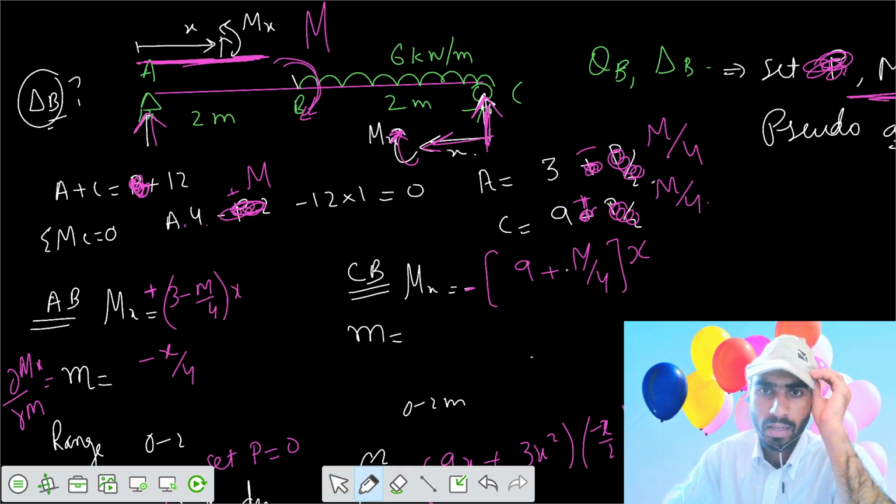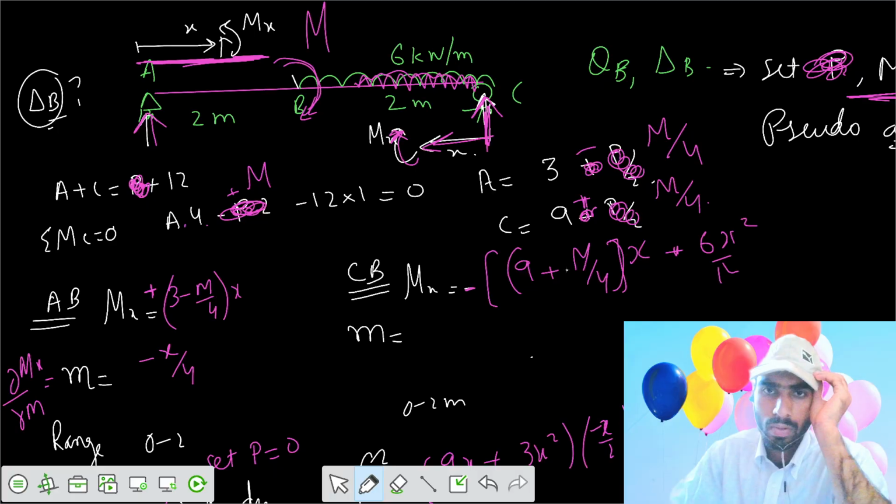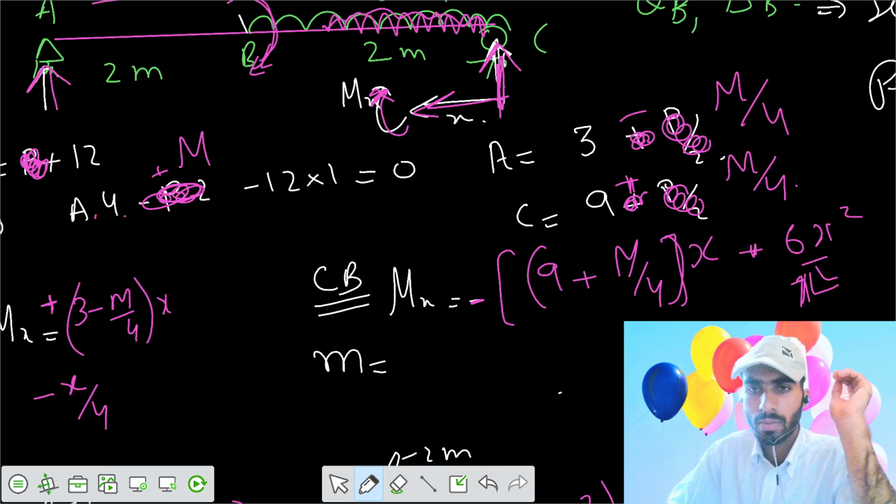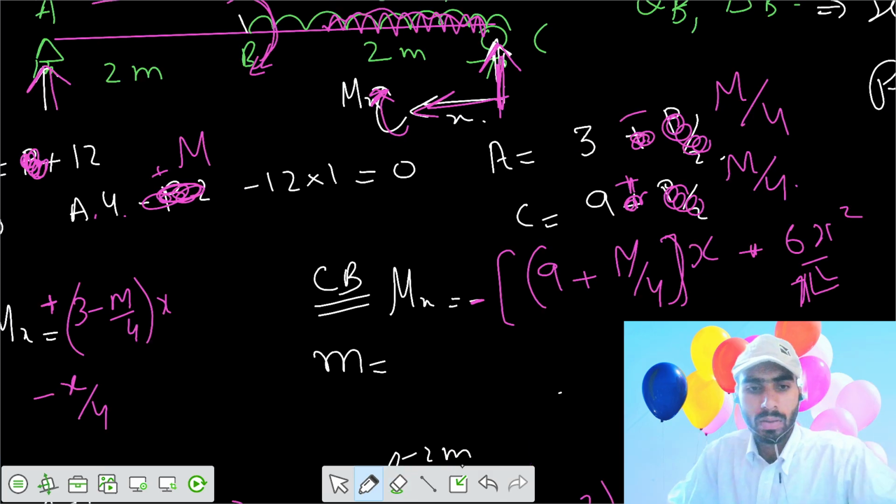Then after that you had one more thing, that's that UDL, that UDL is clockwise, plus that's 6x squared by 2, that's clockwise. 6x squared by 2.